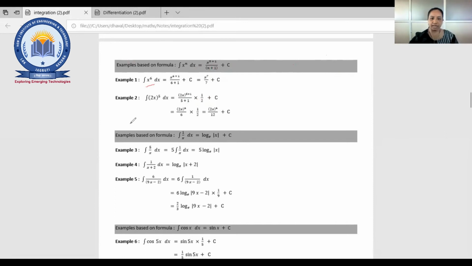So directly you can write an answer, that is x raised to 7 upon 7. Whatever the power is, increment by 1: 6 plus 1 upon 6 plus 1, plus c. x raised to 7 upon 7. Fine.